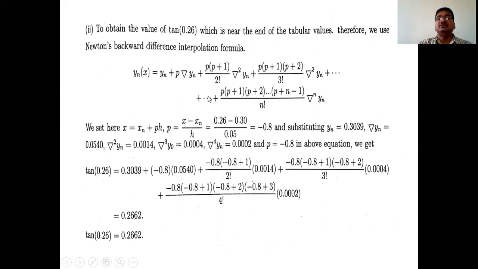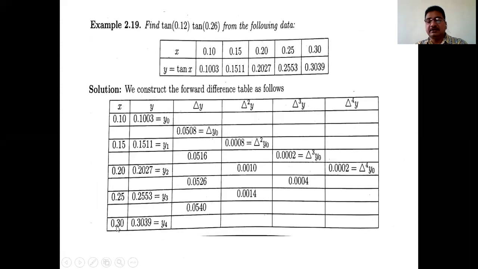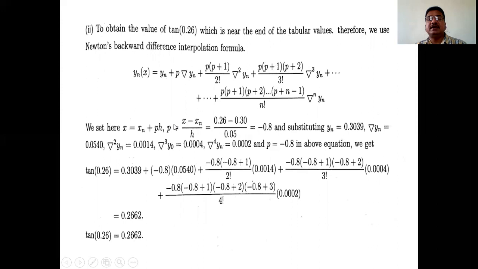Okay, and then we have to find tan 0.26. So we are going to use Newton's backward interpolation formula. First find p. What is p? It is x minus the last value of x. Here the notation is xn, but we use the notation a plus nh, which means the last value. The last value of x is 0.30. So what is p? That is 0.26 is the value of x, because we have to find the value at 0.26.